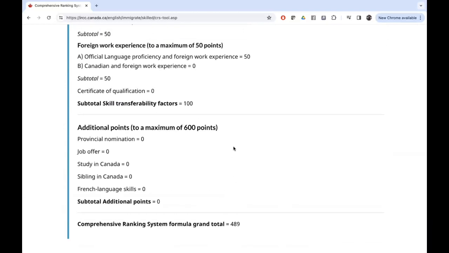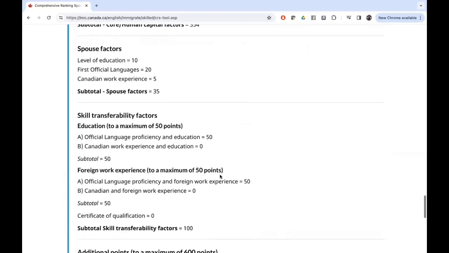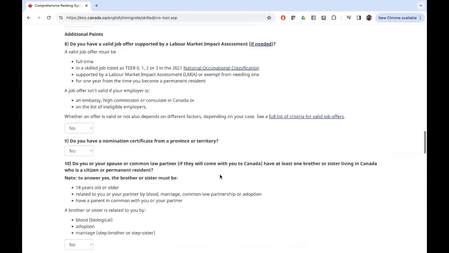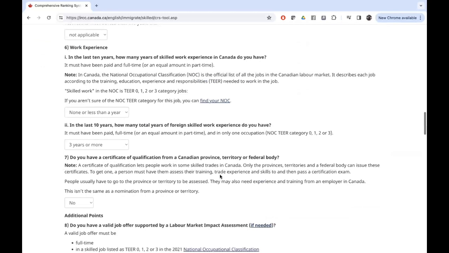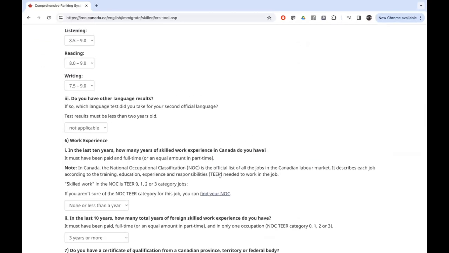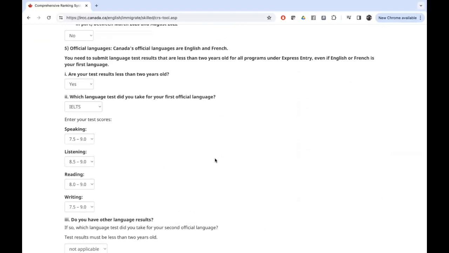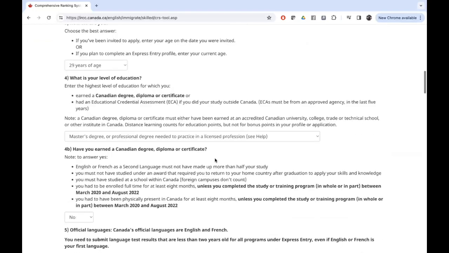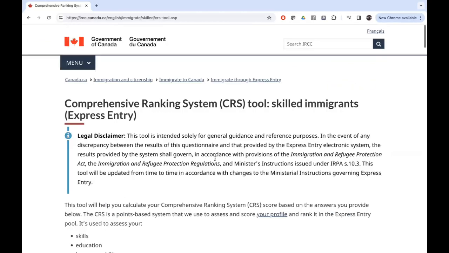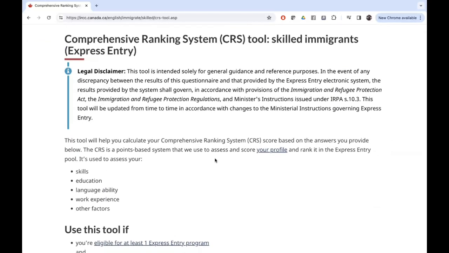So there you have not that much fluctuation. The main thing important is your own profile, the points you will score. So your spouse inclusion or exclusion is not going to affect that much. So that's how you calculate the CRS score. It is again just an indication about how much you can score.